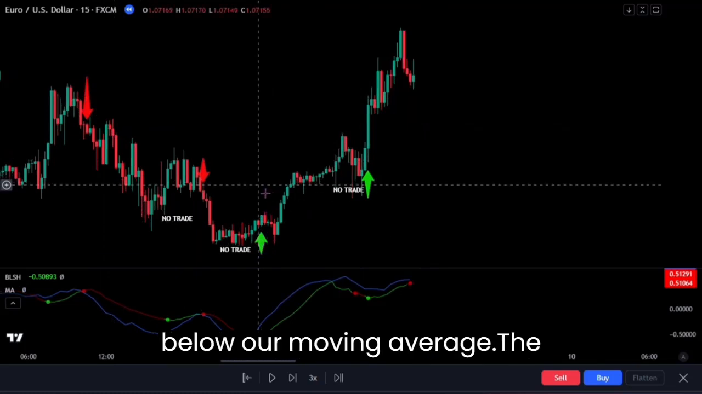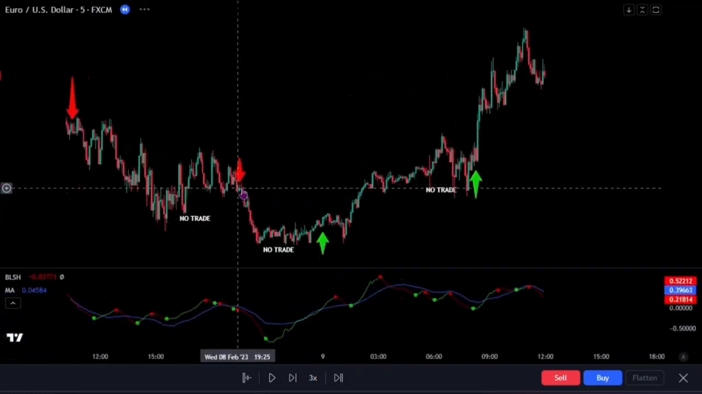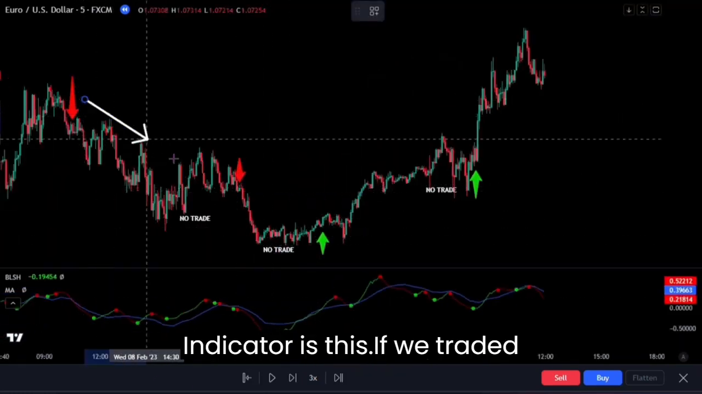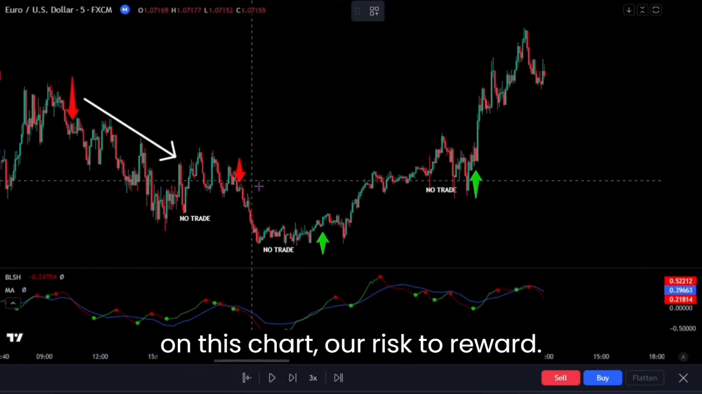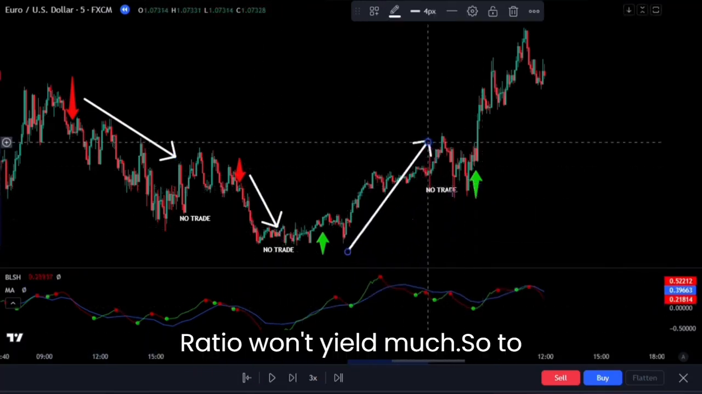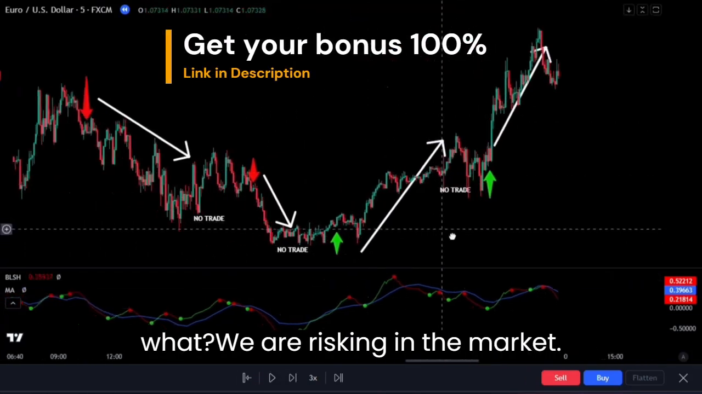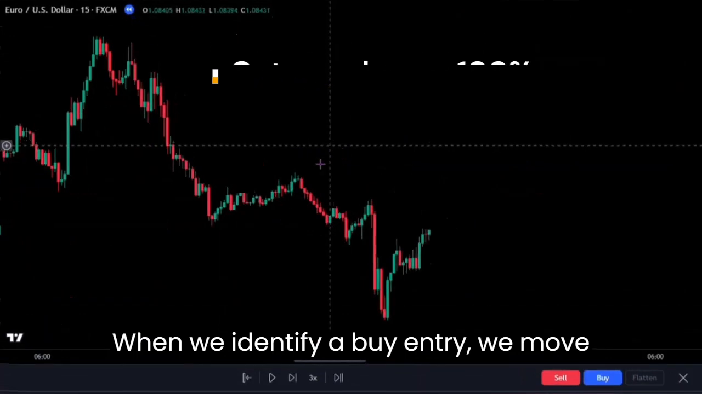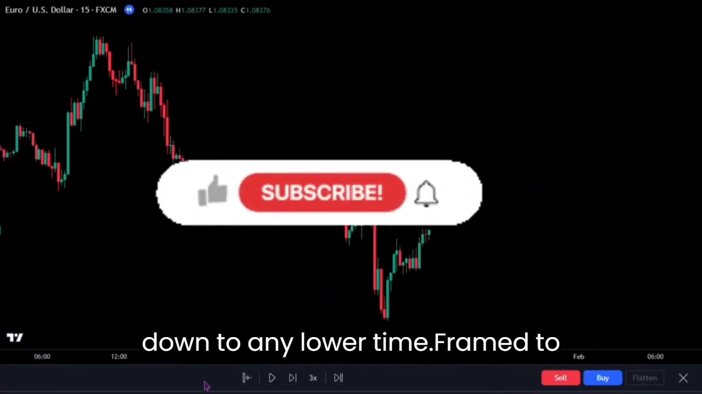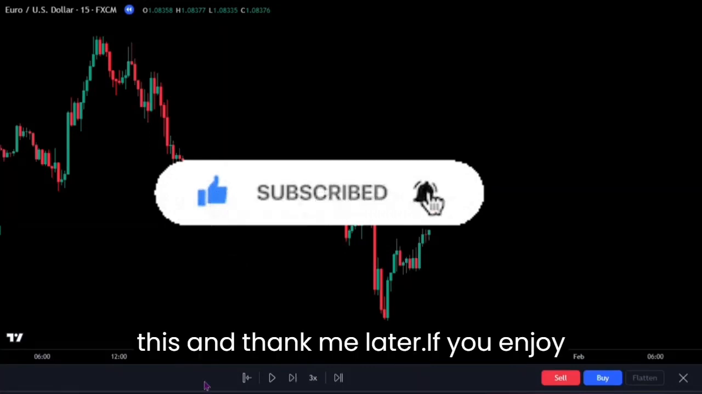And for our buy entry, we take a buy position when we have the buy-sell indicator on green while it's below our moving average. The secret behind being successful with this indicator is this: if we traded on this chart, our risk to reward ratio won't yield much. So to better make up to 2 to 3 times what we are risking in the market, when we identify a buy entry, we move down to any lower time frame to hunt for good entry points. Try this and thank me later.